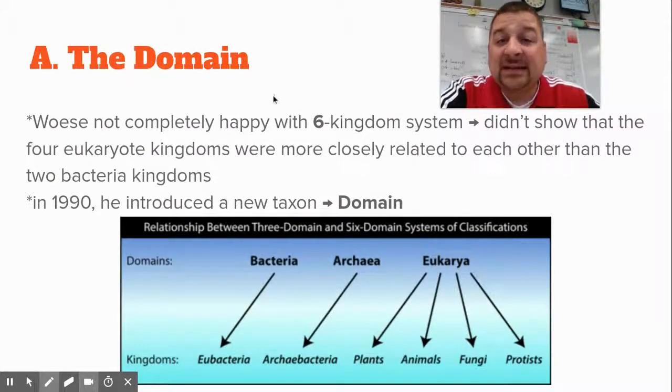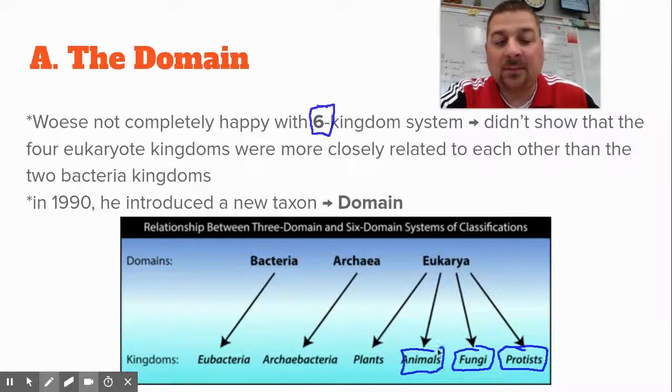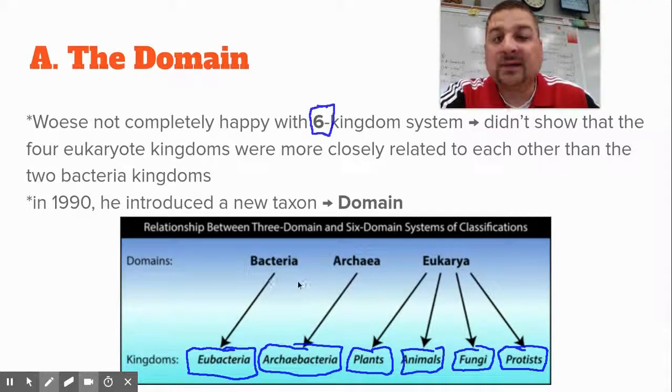Okay, if you remember back to the previous video on kingdoms in biology, we use a six kingdom system. That included kingdom Protista, fungi, animalia, and plantae, archaebacteria, and eubacteria.